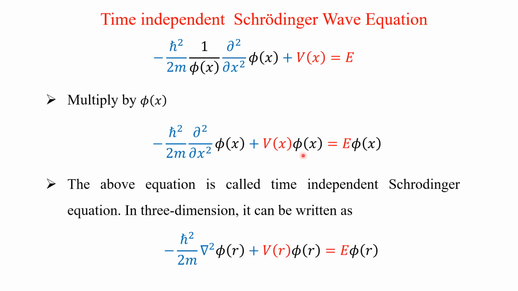All are position dependent. So, in three dimensions, the same thing can be written with delta 2 over delta x2 replaced by the Laplacian operator del square. So this is for three dimensions. In three dimensions, it can be written like this. So this is called the time-independent Schrodinger wave equation.